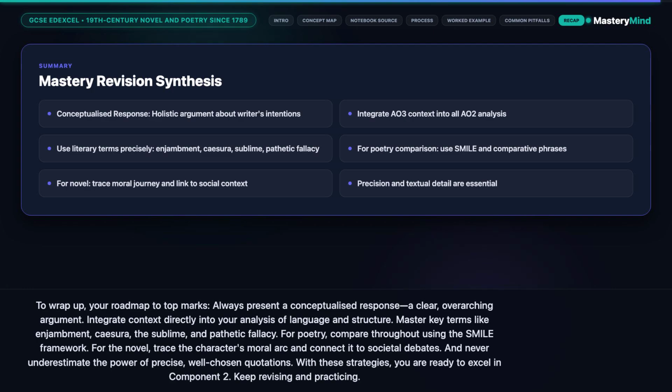With these strategies, you are ready to excel in Component 2. Keep revising and practicing.